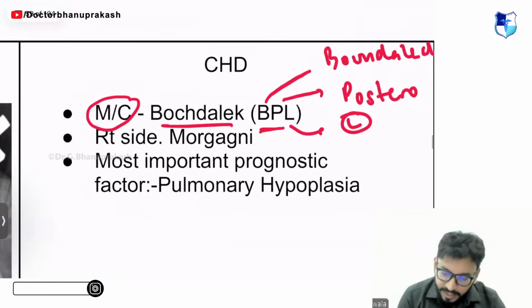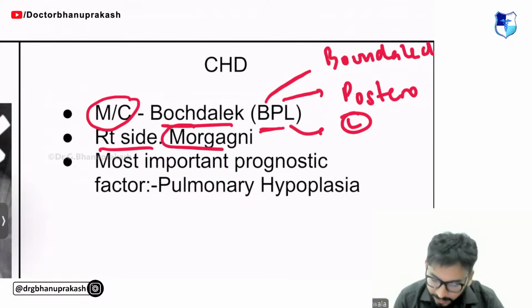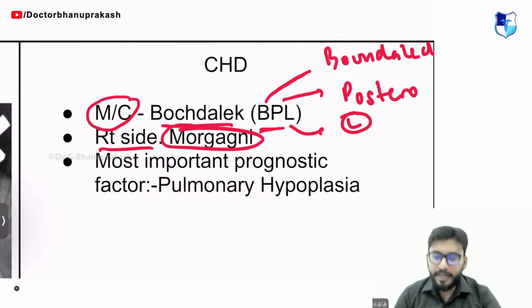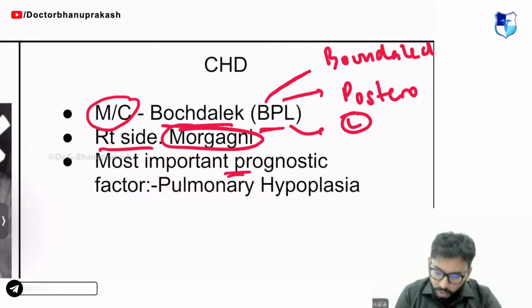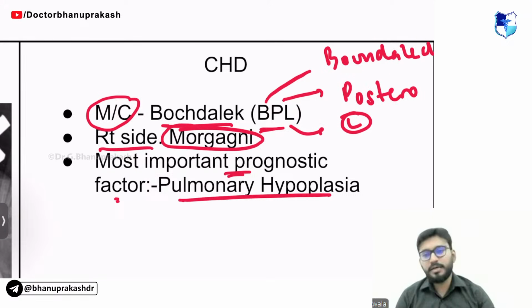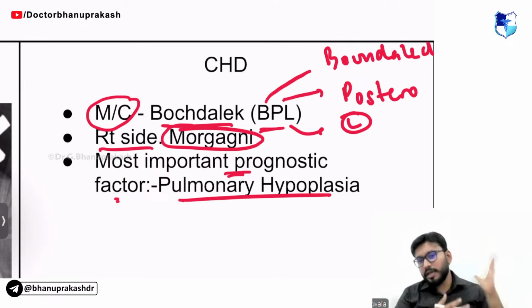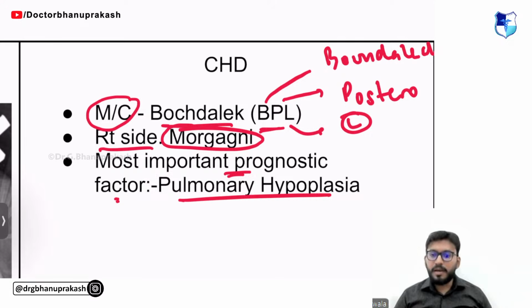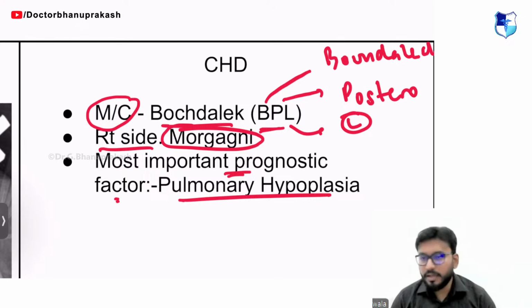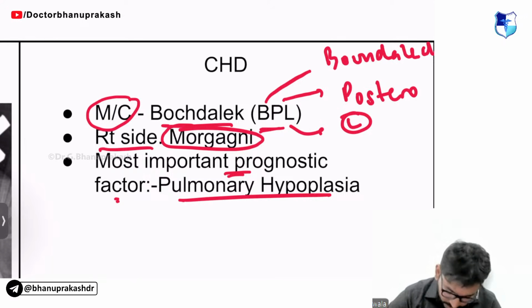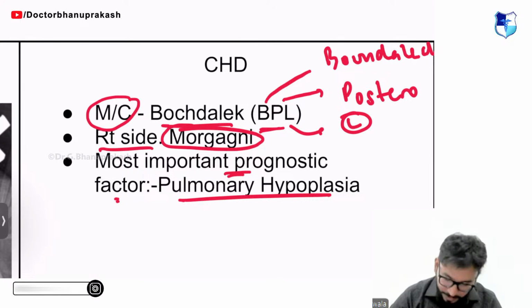If there is a right-sided congenital diaphragmatic hernia, it is known as Morgagni. The most important prognostic factor is pulmonary hypoplasia. Why? Because the gut tubes, the intestines, the bowel, compress your lung development. They compress your lungs. So if pulmonary hypoplasia sets in, that is a very poor prognostic factor.